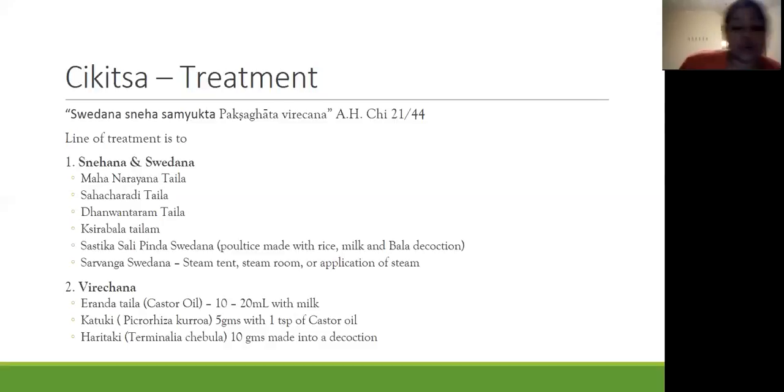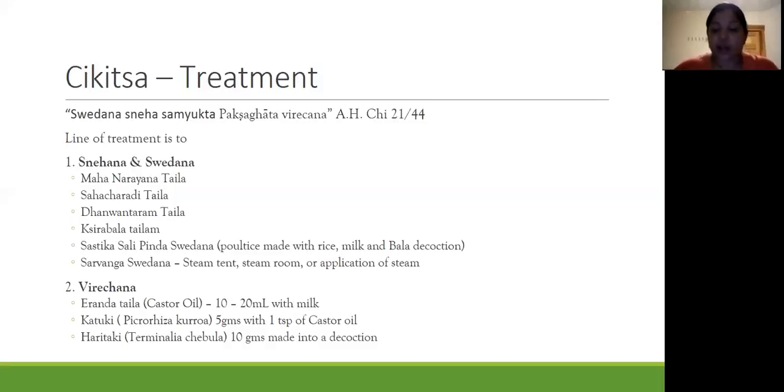Or you can even use haritaki, Terminalia chebula. It's a natural virechaniya drug, a natural purgative, a very good purgative. So you take 10 grams of that and make it into a decoction. You take around, let's see, I think it's 4 cups of water, and you reduce it to 1 cup of water. And then you can take that decoction. Okay, let me just double check the proportions for that, but I think that's roughly how much it comes up to be. So you make a decoction of haritaki, and that can be taken to induce virechana.